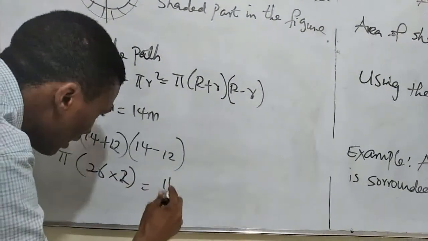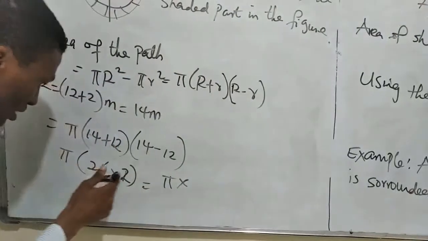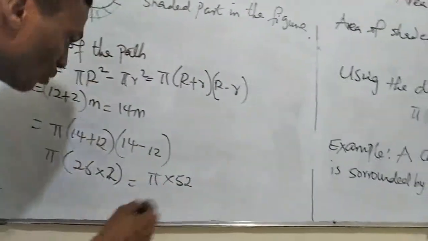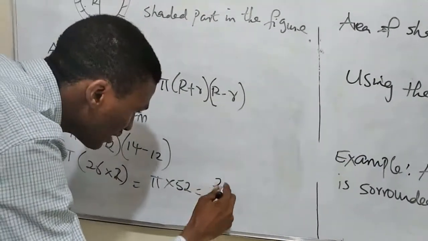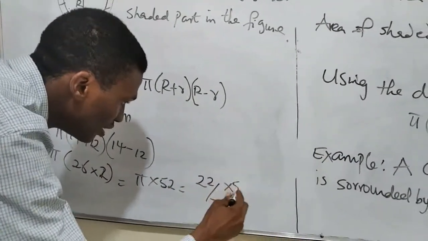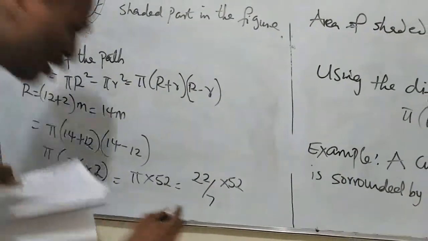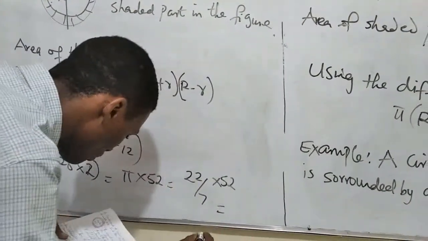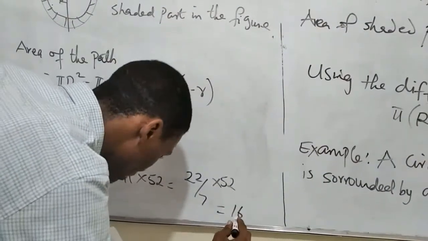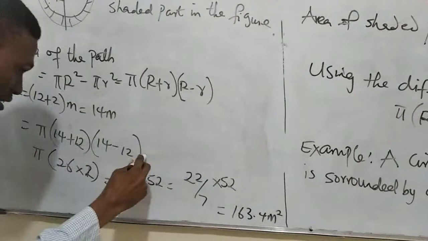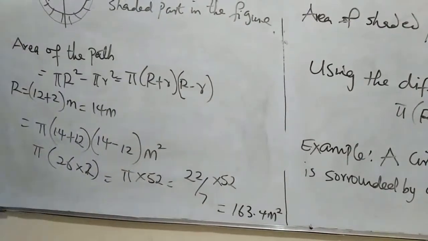We have pi times 26 times 2 gives us 52. We now have our pi, which is 22 over 7 times 52. And if we multiply that, it will give us 163.4 meters squared.